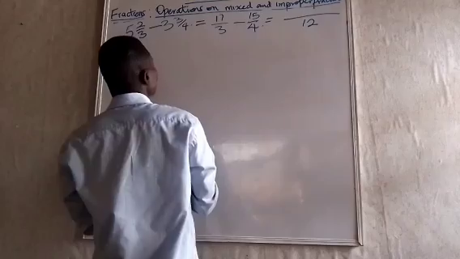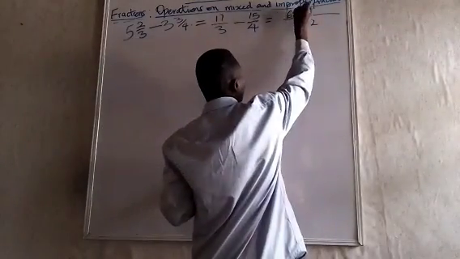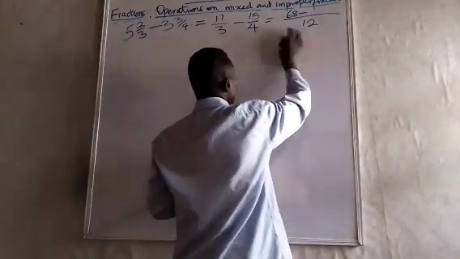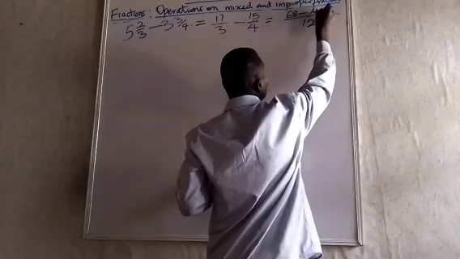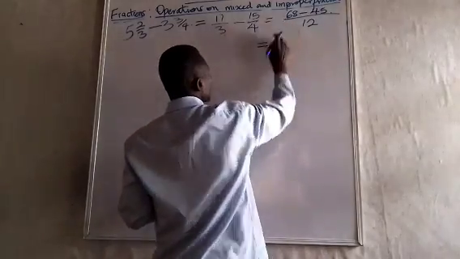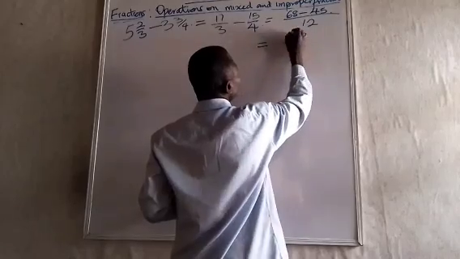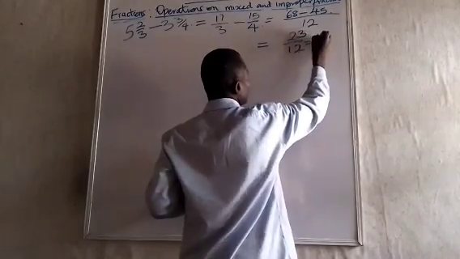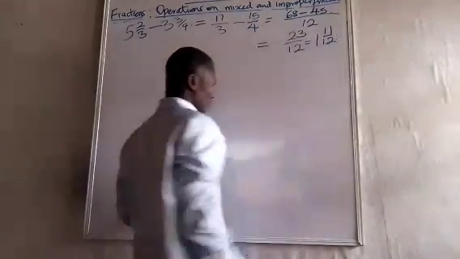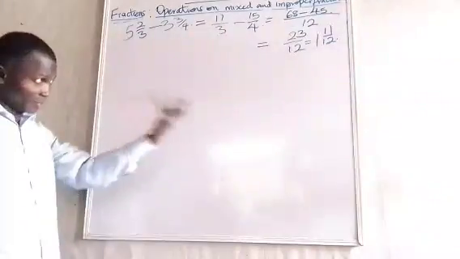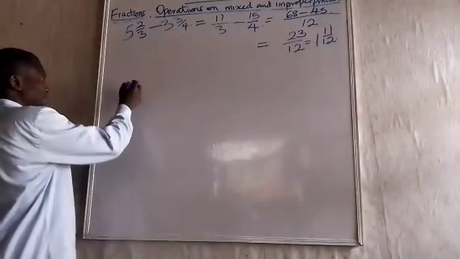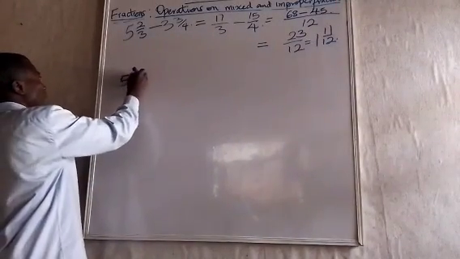4 times 17, 68. 4 in 12, 3 times 15, that's 45. So what does that give me? It gives me 3, 2, and that gives me 1, 11 over 12. Now, let's look at it if I do it and maintain as I did it before, without converting first to improper fraction.